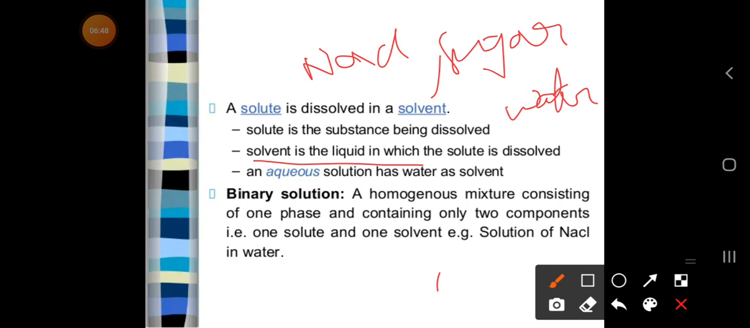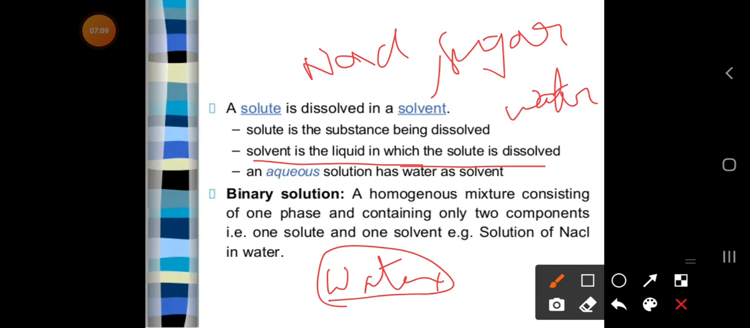The solvent is the liquid in which the solute is dissolved. So what does it mean here? The solute should be dissolved in water, and that one we call solvent. Clearly I'll explain it with a general example. I'll say here water you are taking, this water is a solvent.